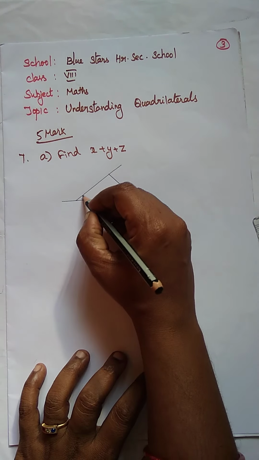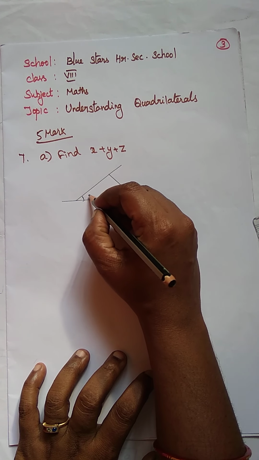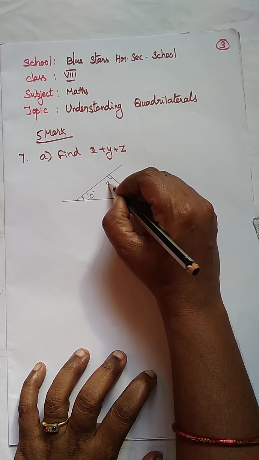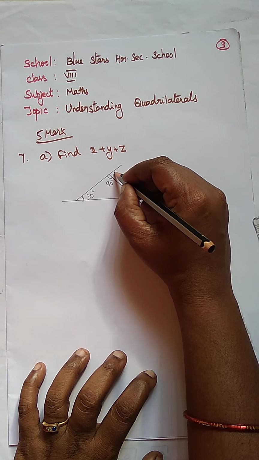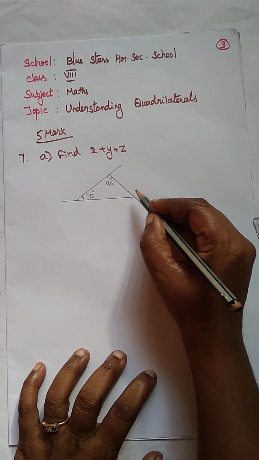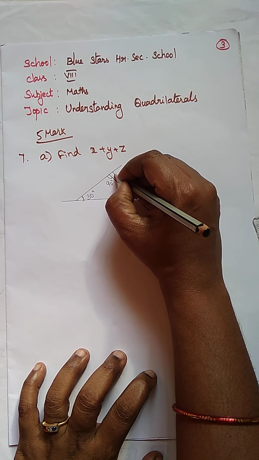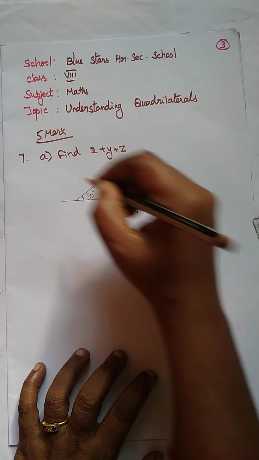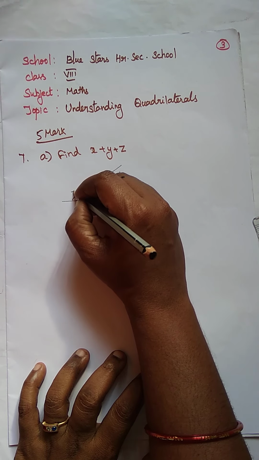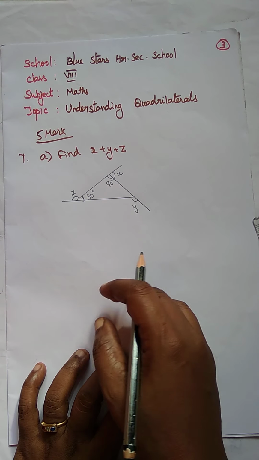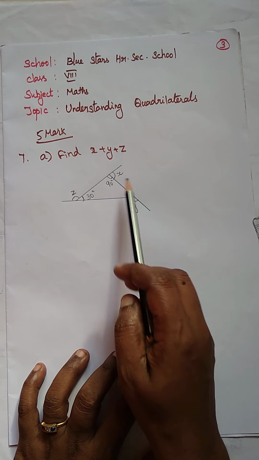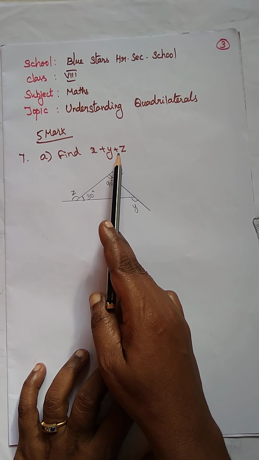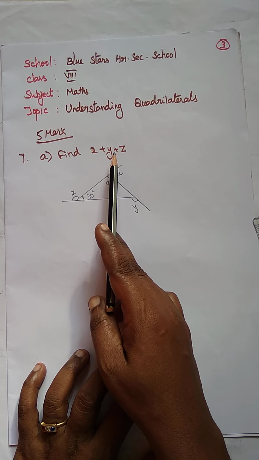Now this interior angle value is 30 degrees, and here it is 90 degrees. This interior angle is not given. The exterior angle is x here, y here, and this one is z. Now we want to find the values of x, y, z, and then add these three angles.